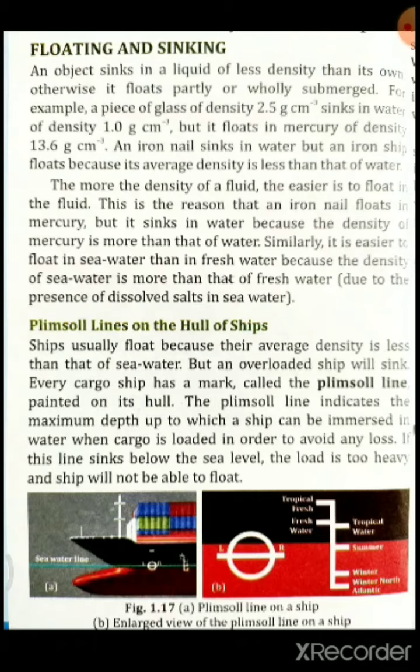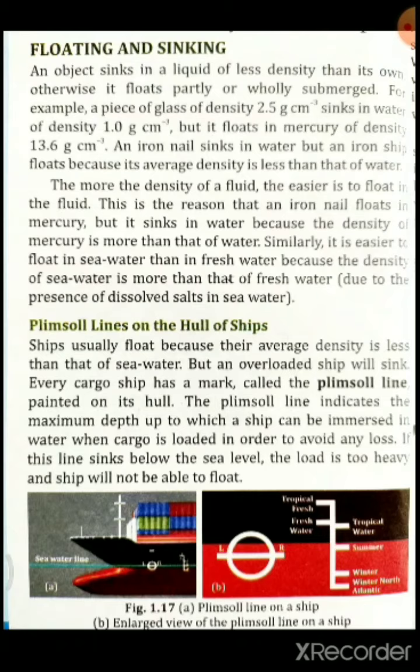Okay, Plimsoll lines on the hull of ships. Ships usually float because their average density is less than that of sea water. But an overloaded ship will sink. Obviously, that will happen. Every cargo ship has a mark called the Plimsoll line. You can see it in figure 1.17a, the Plimsoll line on a ship, and on the right-hand side, figure 1.17b, the bigger view, an enlarged view of the Plimsoll line on a ship.